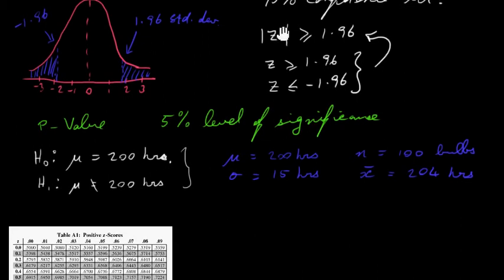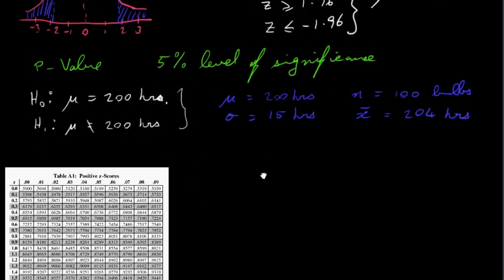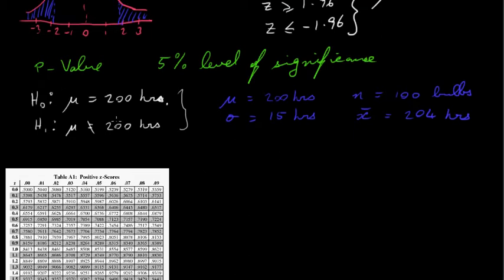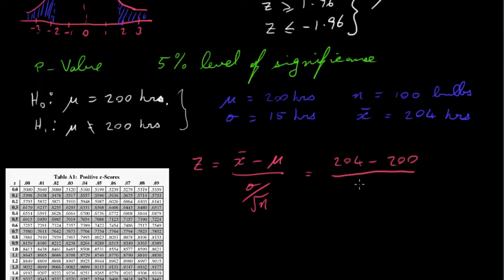So let's work out, first of all, a z value, see if it's greater than 1.96. Then we'll work out a p-value and see if it's greater than or less than 5%. So let's work out the z value first. So z, as we know, because it's a sample, is going to be our x bar minus mu over our standard error, which is sigma over root n. In this case, we have 204 hours minus 200, divided by the standard deviation over the square root of 100. Now, when you work that out, you get 2.67.